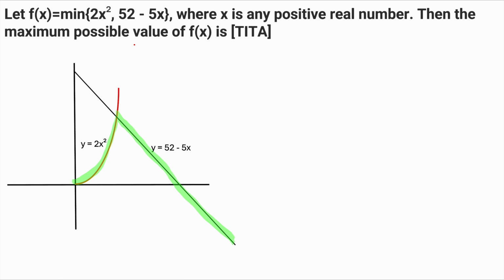But our question wants the maximum possible value of f of x. We can very clearly see here that f of x is maximum at this peak where the two graphs intersect. So basically I am looking for the intersecting point of these two graphs. The first graph is y is equal to 2x square and the second graph is y is equal to 52 minus 5x. This meeting point is our point of maximum as required. Guys, this meeting point has some coordinates, let's say x comma y. This point is present on both the graphs y is equal to 2x square and y is equal to 52 minus 5x, right?